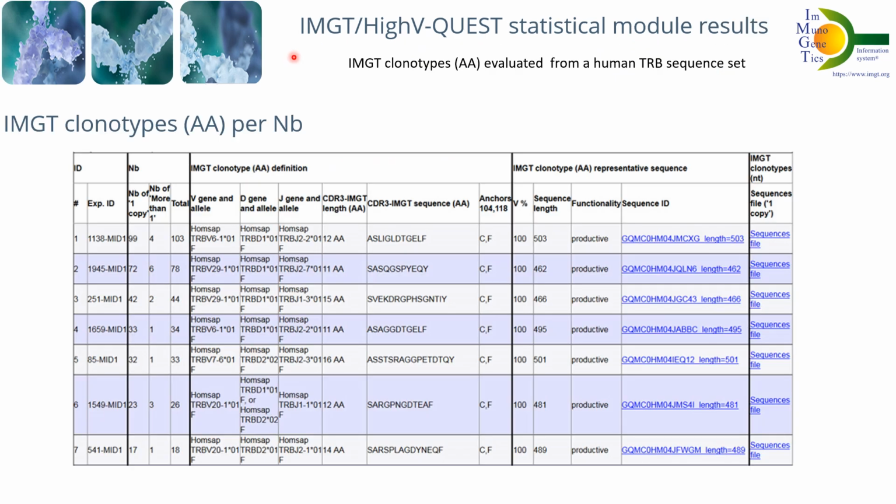Let's take the example of the IMGT clonotypes evaluated from the analysis of a human TRB sequence set. The IMGT clonotype per number displays the TRB clonotypes in a table according to their number of associated sequences in decreasing order, with a link to the representative sequence selected by the tool and another link to get the associated sequences in FASTA format.